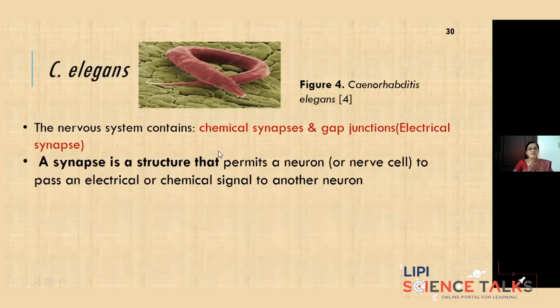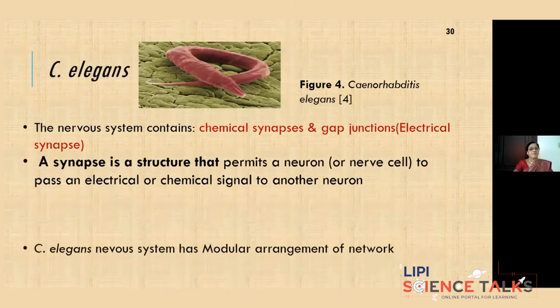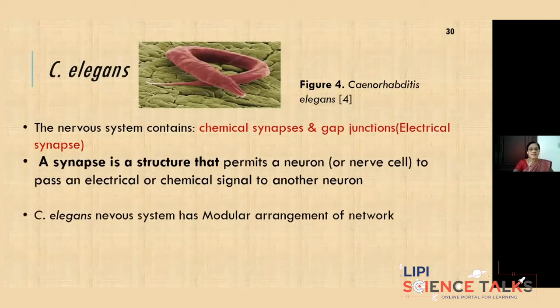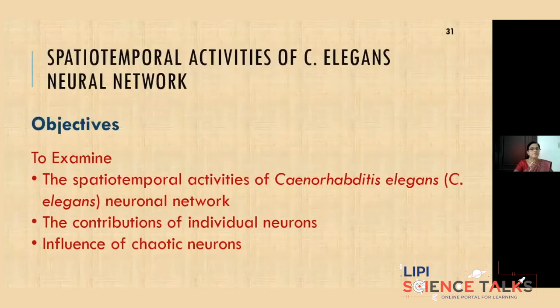Now, a synapse is a structure which permits neurons to communicate among themselves. It can be electrical or chemical. Now, it has a modular arrangement. The nervous system has a modular arrangement, similar to that of a human being.